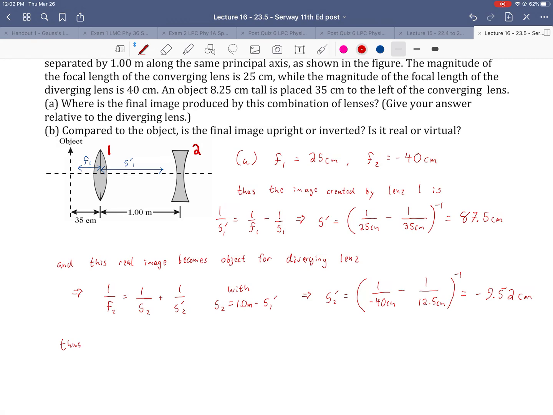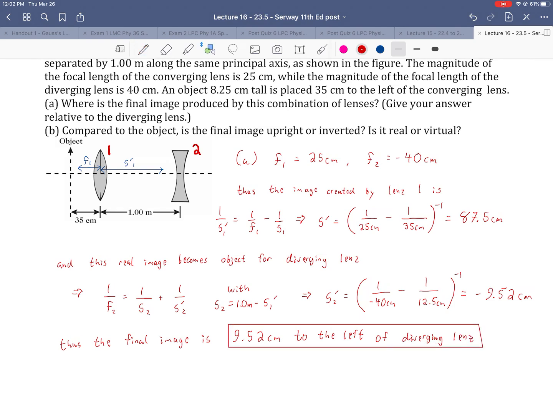So we can say, thus, the final image is 9.52 centimeters to the left of the diverging lens. Okay, and we know it's to the left because I got a negative value, and that negative value tells me it's on the same side as S, well, there was S, which means that the image is just going to be a little bit closer, right? So essentially it's going to be right in that region.